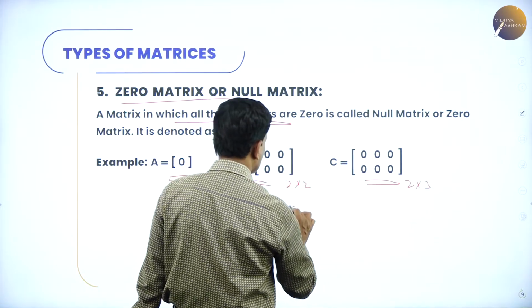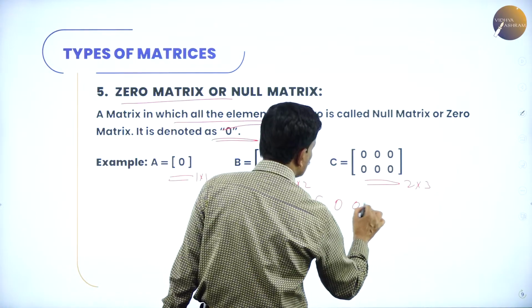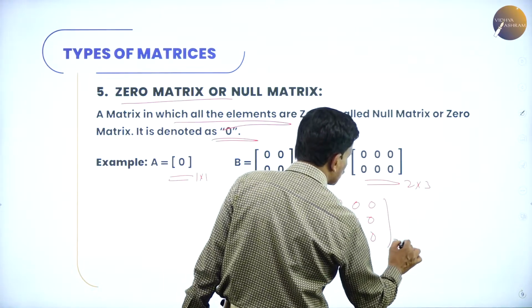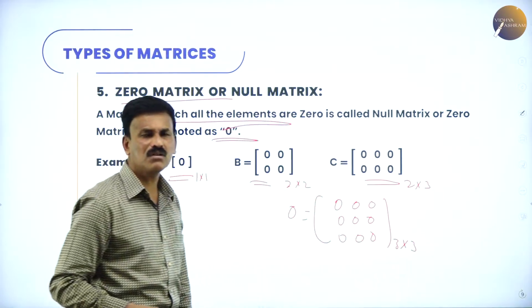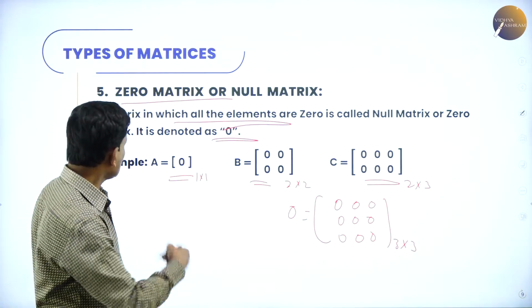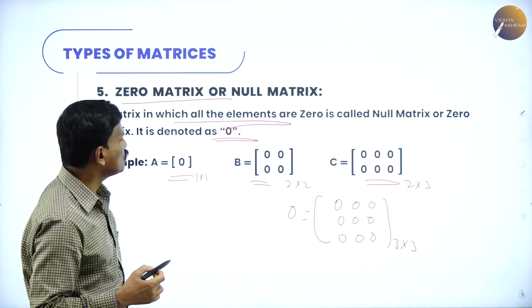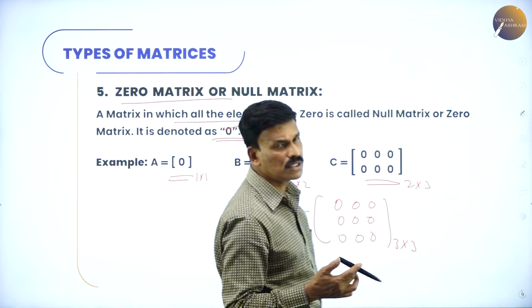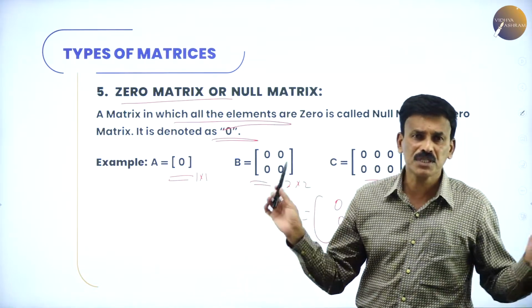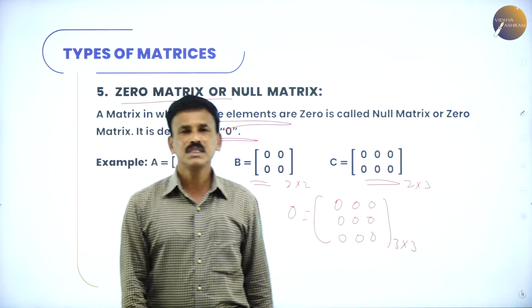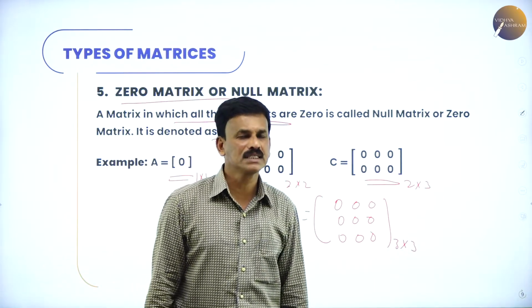Another matrix, say for example, 0 is equal to 0 0 0 0 0 0. This is a null matrix of order 3 rows and 3 column. These are all examples for null matrices. So, a matrix in which all the elements are zeros is called a null matrix, and it is denoted as 0. Hope you followed. So, these are a few types of matrices and their definitions.